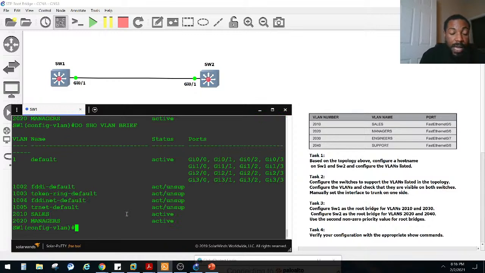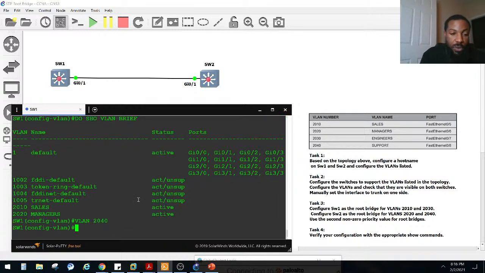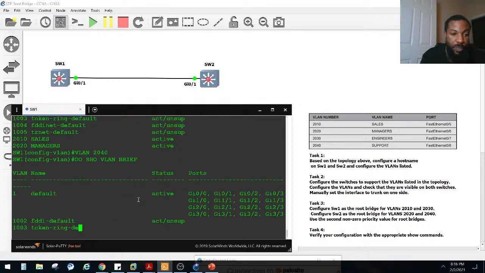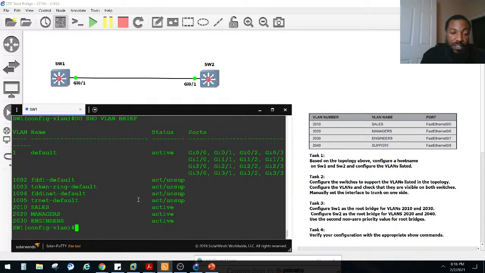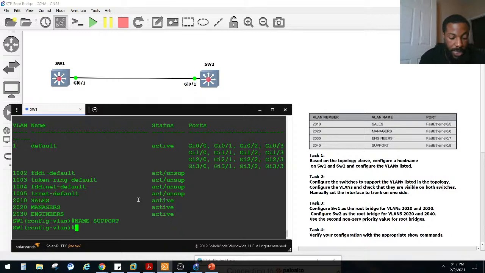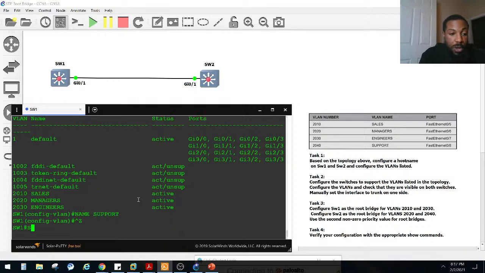So now if we get out of that mode and do VLAN 2040 and then do a show VLAN brief. Now it created VLAN 2030. Y'all see when it decides to create it? Once you get out of that VLAN or go to another mode or VLAN config mode altogether. So now VLAN 2040 is the support VLAN. Name support, because I can't type. And we do a show VLAN brief.